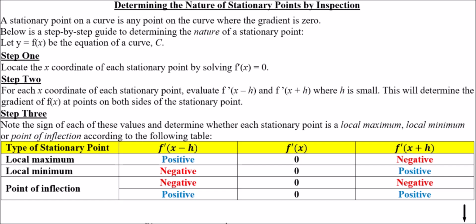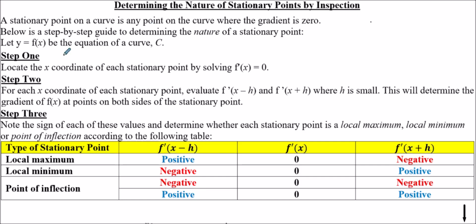And so we can actually work out the nature of stationary points, because some stationary points will be a maximum, some will be a minimum, and some will be what's called a point of inflection. I'll talk you through that point of inflection in a bit more depth later on. So let's just have a look at this step-by-step guide, which I'll talk through with you and explain.